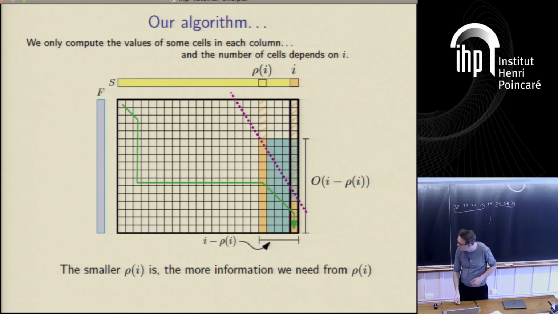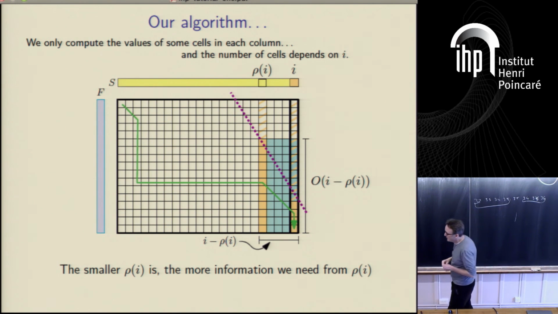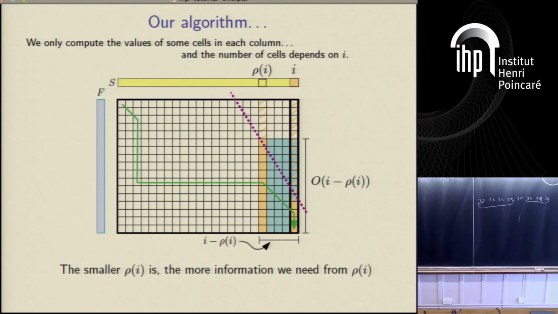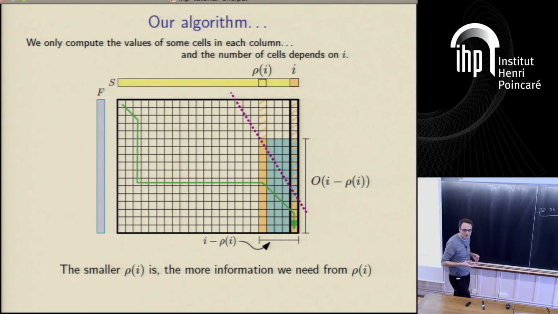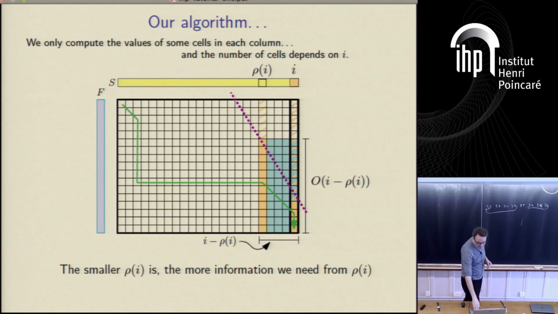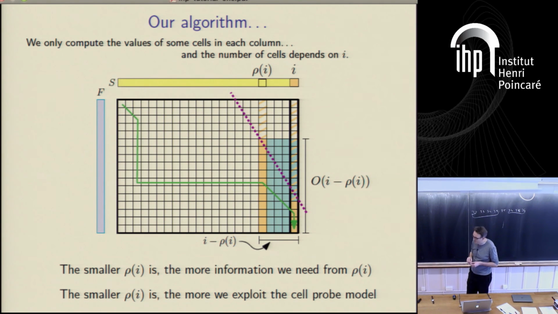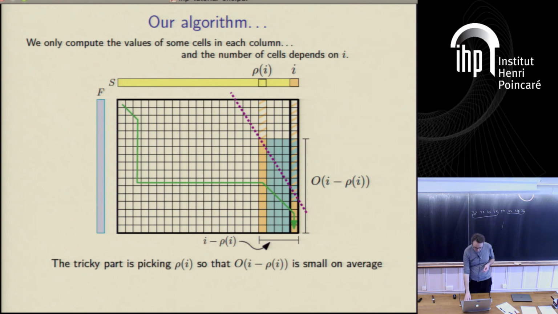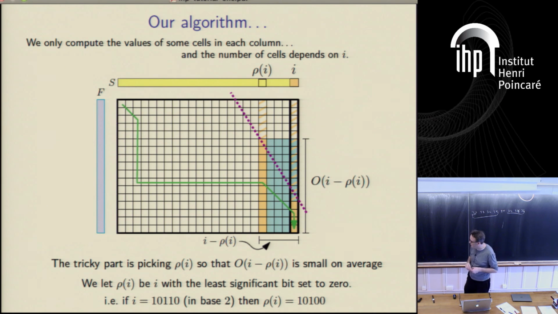Right. So we have to set rho I to something. The smaller rho I is, the further back we go, the higher the column has to be, and the more work we'd have to have done in the past in order to compute it. But the smaller rho is, the more we exploit the self-pro model, because there's more difference between the perimeter and the area. So you want to find a rho I that balances these two things. It turns out that this is a good function: rho I is just I with the least significant bit set to 0.